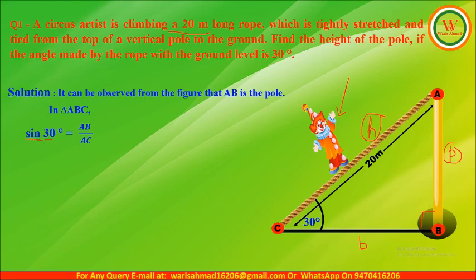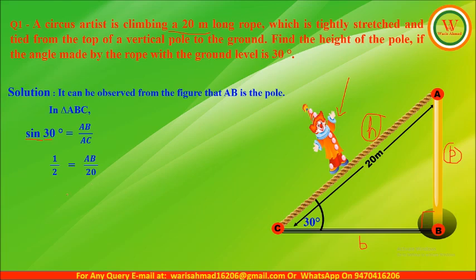Now, as the ratio of sine is equal to P upon H, means perpendicular upon hypotenuse, AB upon AC, so I have written here AB upon AC. Now here, the value of sine 30 degree is equal to 1 upon 2. AB will be as it is, and in place of AC we can write 20 meter. The value of AC is given as 20 meter, so we can place it here.